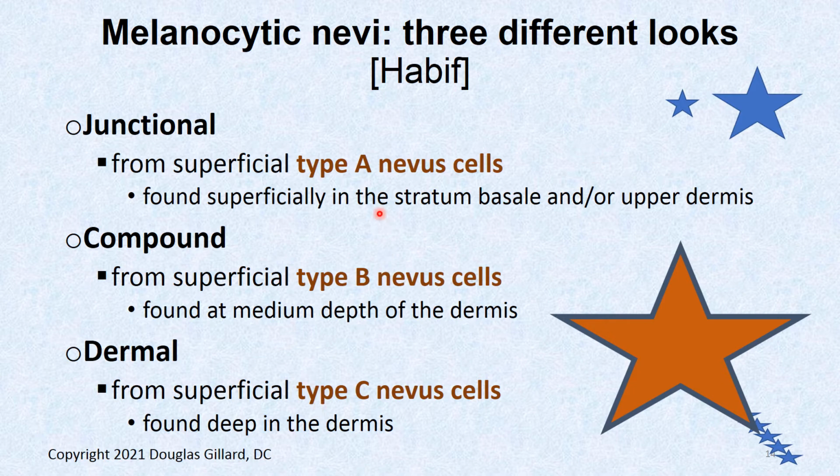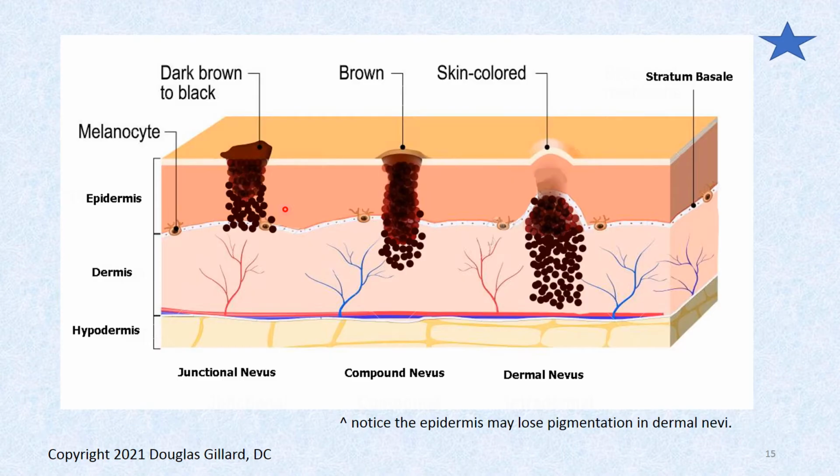Yeah, I mean, you can call these type A, B, and C nevus cells as well. I'm going to call them junctional, compound, and dermal. And they're found at different depths. So these are superficial. These are in the stratum basale. The nest is in the stratum basale and upper part of the dermis. Compound means it's about in the middle. The nest lives in the middle of the dermis. And dermal means the nest is quite deep in the dermis.